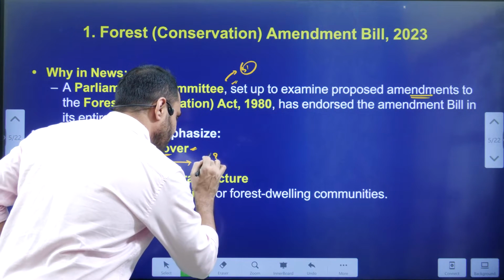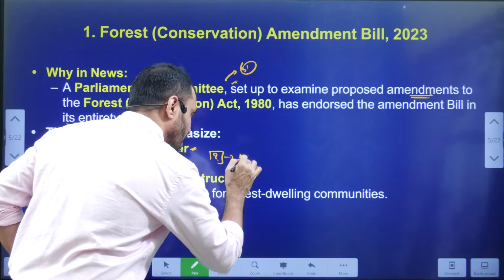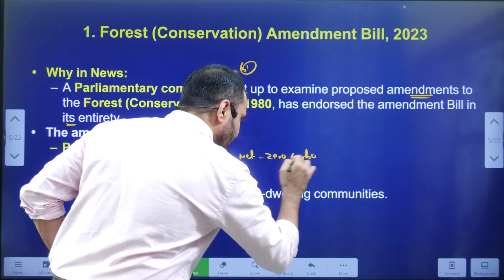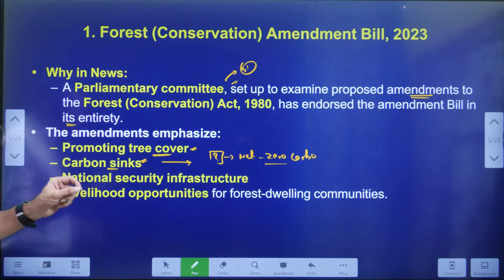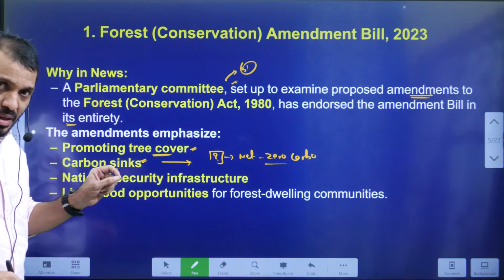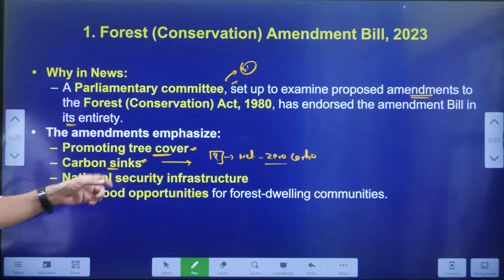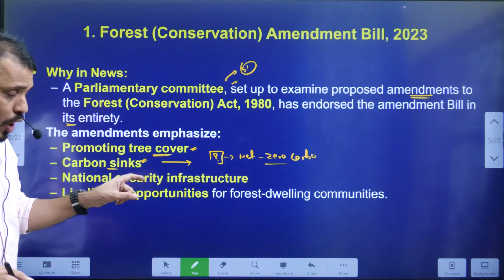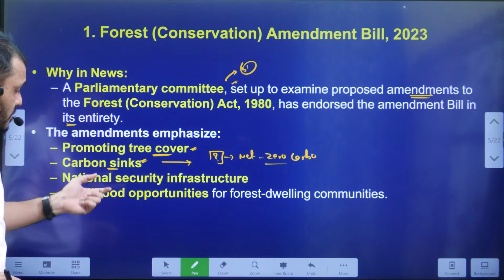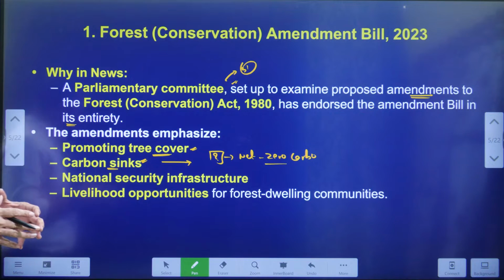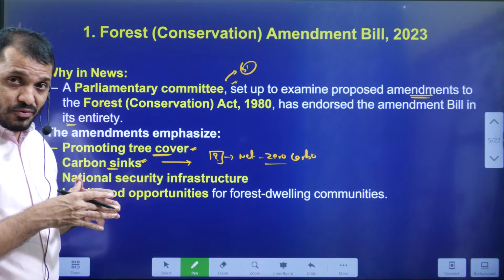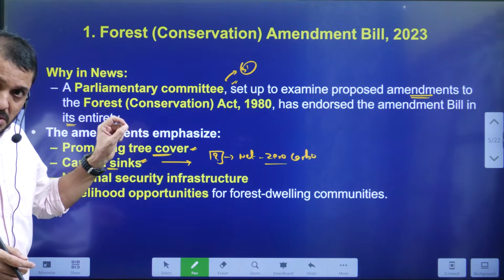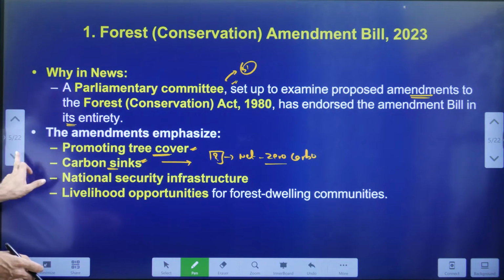Here is one question to you students. By which year does India want to achieve net zero carbon emissions? Tell me. Next, these amendments propose that national security infrastructure must be improved. How it is related, I will explain further. And livelihood opportunities of the people who live based on the forest will also be improved. These are the areas which are mainly discussed in this particular amendment.